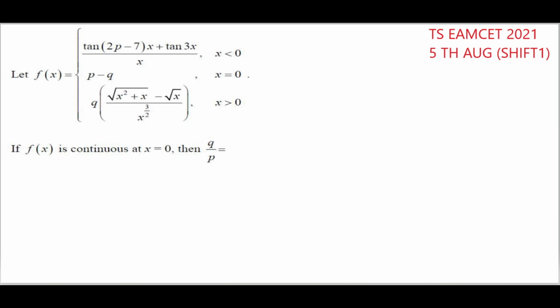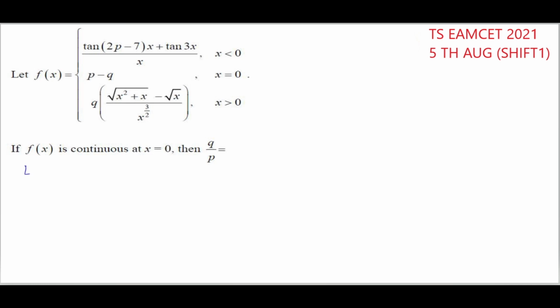f of x is equal to (tan of (2p minus 7) into x plus tan 3x) by x, where x less than 0, and p minus q at x is equal to 0, and q into root over x square plus x minus root x by x power 3 by 2, x greater than 0. If f of x is continuous at x is equal to 0, then the value of q by p is. Here it is given the function is continuous at x is equal to 0.